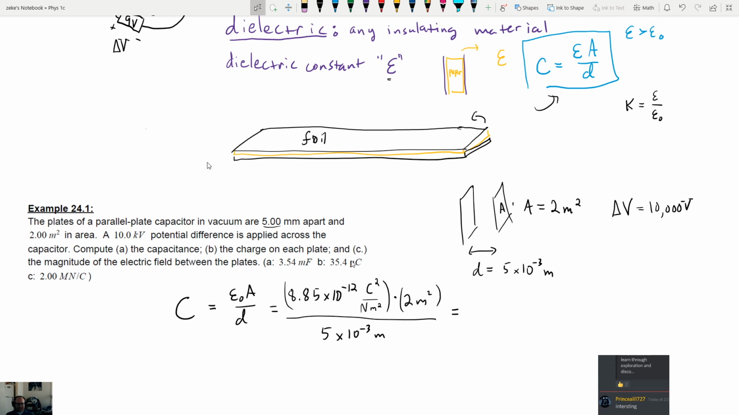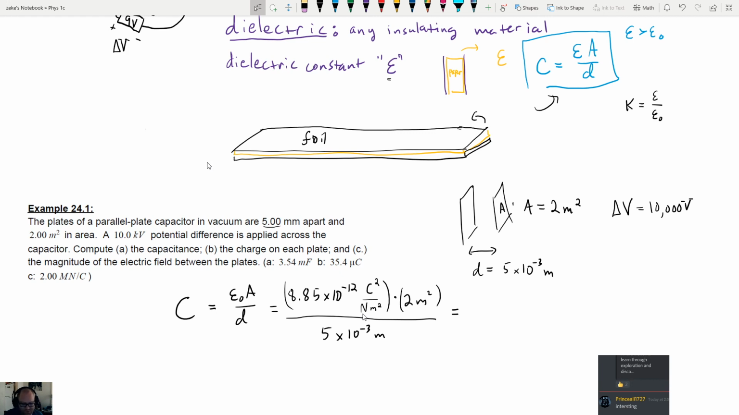You can see that the size of the capacitance is heavily reduced by this quantity right here, epsilon naught. Epsilon naught can be thought of as kind of the resistance of space to allow electric field lines to be set up. Since we're trying to develop an electric field between these plates, that's why it reduces the size of the capacitance.